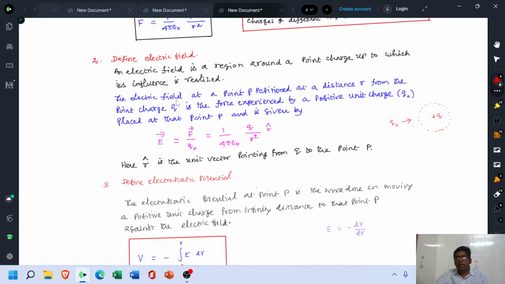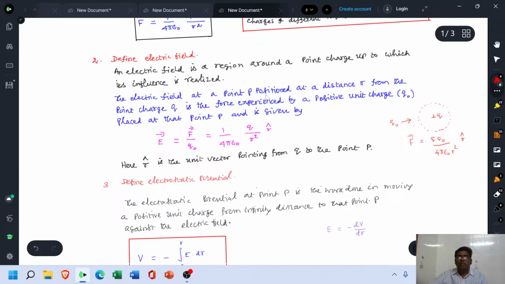point charge, then the interaction force between them is Q naught divided by 4 pi epsilon naught r square into r cap in terms of vector. Then the electric field E is equal to this force divided by Q naught. So without Q naught you have to write the value of the electric field. The electric field at a point P positioned at a distance r from the point charge Q. From this point charge Q, the test charge is at a distance r.